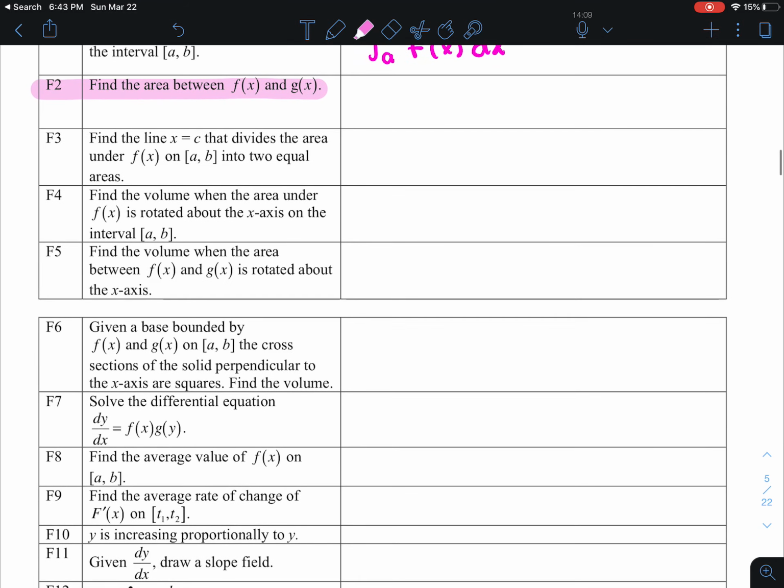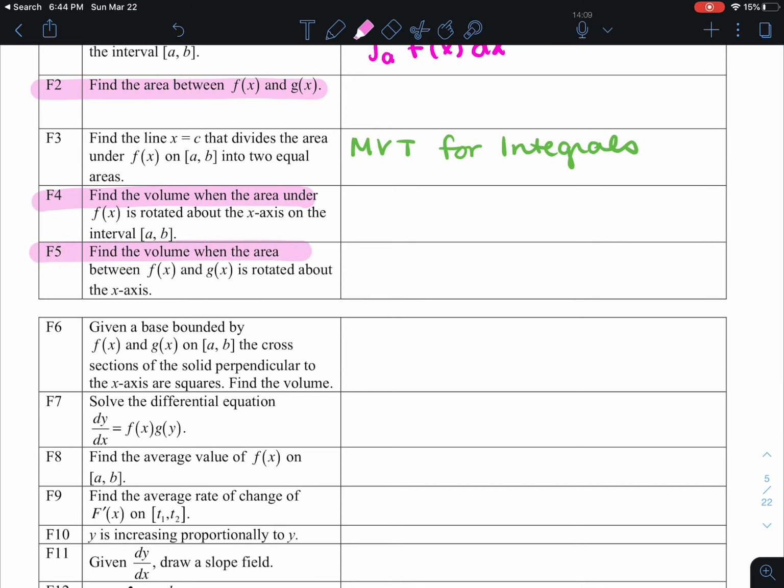Find the line x equals c that divides the area under f of x on a to b into two equal areas. This is MDT, but I'm going to have to double check to see if this is still tested. I apologize for not knowing off the top of my head, but it's hard to keep straight. F4 will no longer be tested. F5 will no longer be tested.